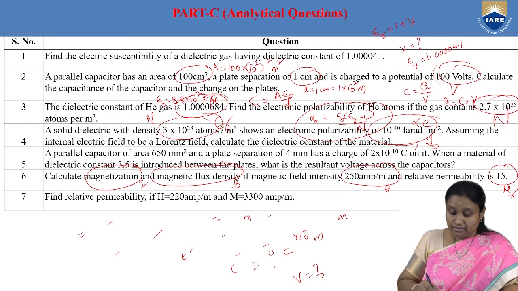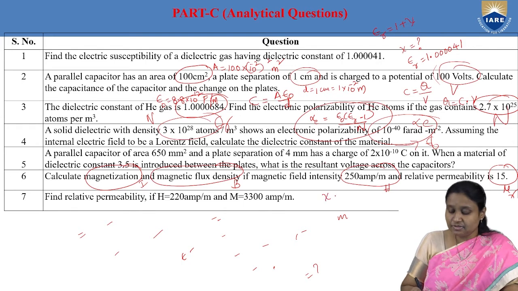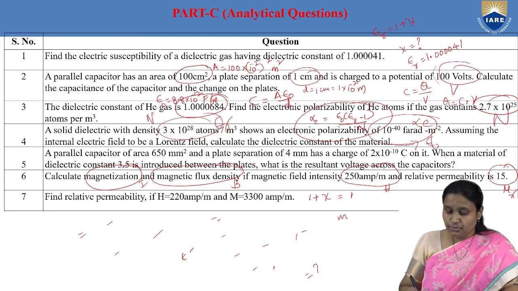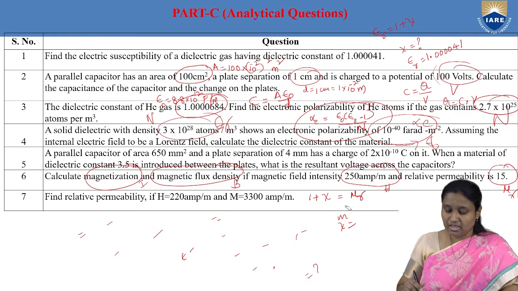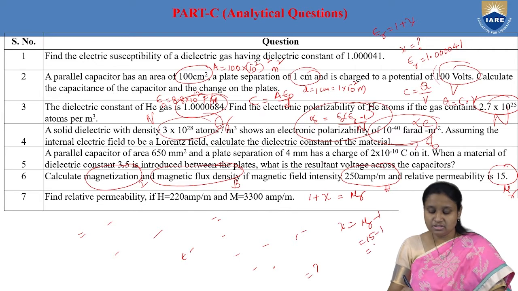We know that this chi is magnetic susceptibility. So 1 plus chi is equal to mu R. And from this, what is our chi? Chi is mu R minus 1. So it is mu R minus 1, and this is 15 minus 1, which is equal to 14.